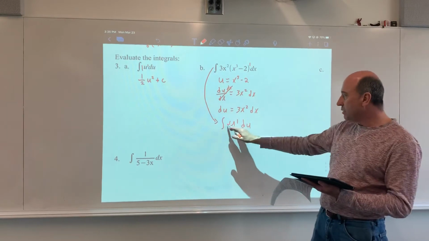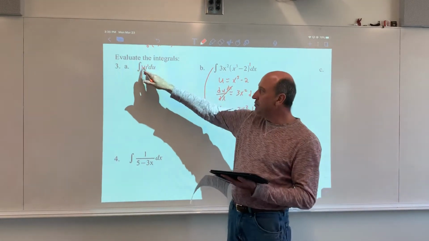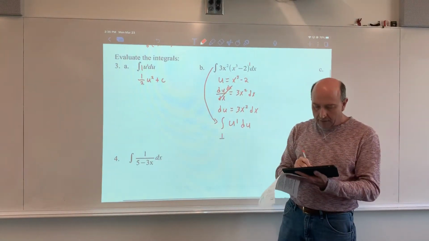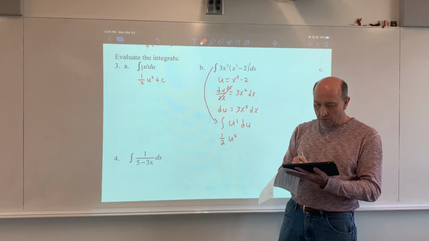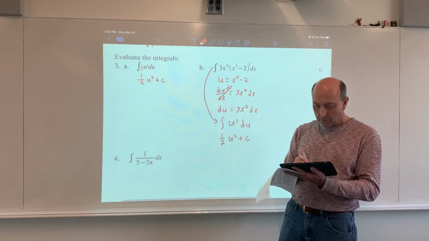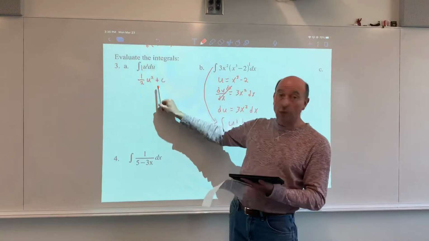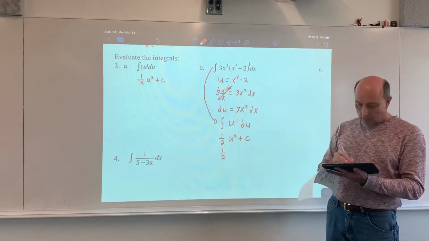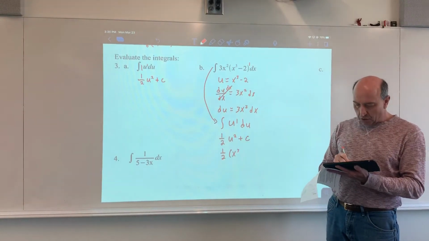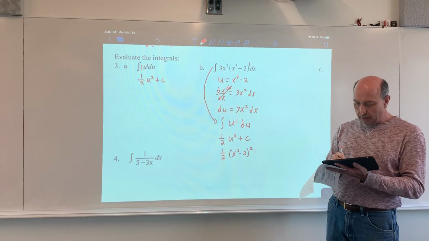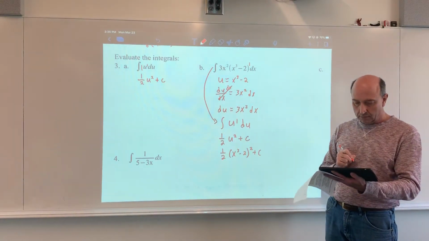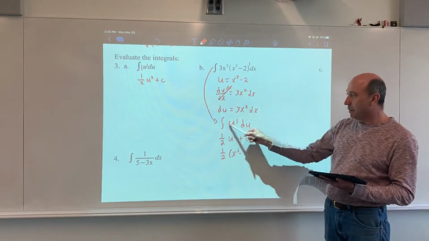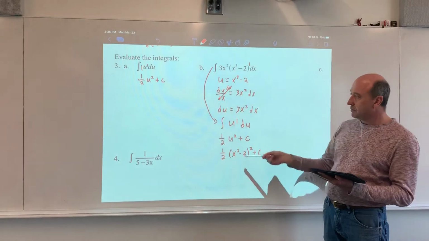Now, what's the antiderivative of u to the first? That's our basic inverse power rule. It's 1/2 u squared plus c. But now in this problem we were done. Here you have to put u back in. So it's one half times x to the third minus 2, squared, plus c. And now we're done. So do you see how this was the basic problem? This uses that problem, but adds to it.